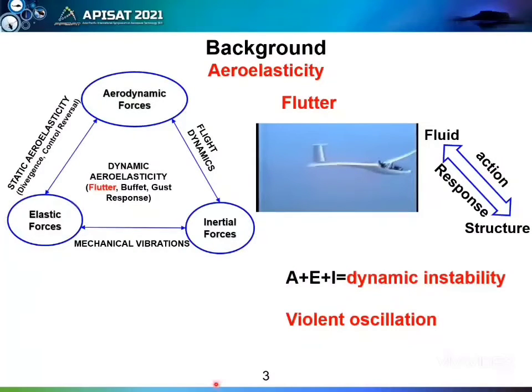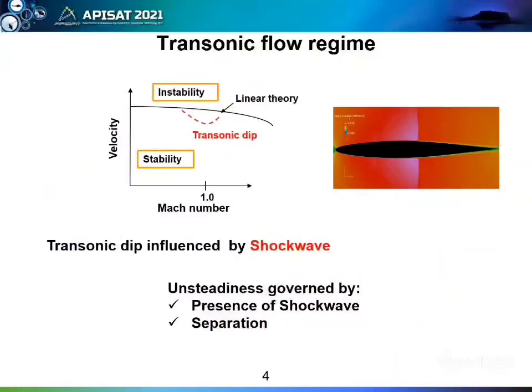As can be seen, when these three forces interact, it leads to a dynamic instability. This dynamic instability leads to fouling oscillation that leads to destruction of the aircraft wing or aircraft structure. This is an undesirable phenomenon that must be prevented.